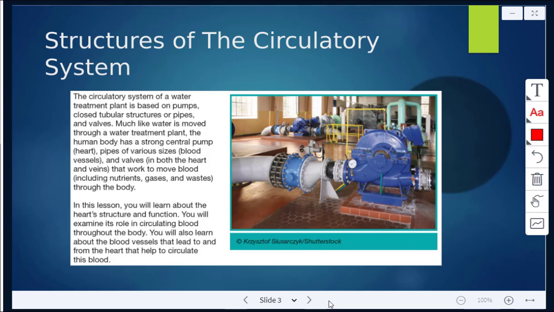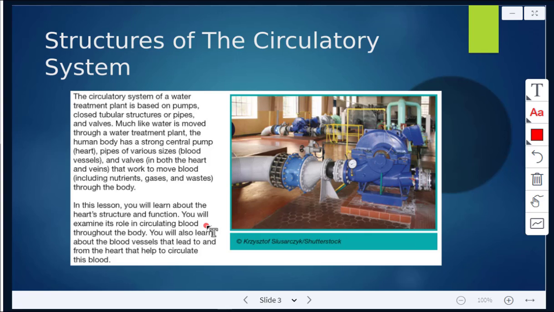So the structures of the circulatory system, here we're looking at a water treatment plant. It's based on pumps, closed tubular structures or pipes, and valves. So just like this water treatment plant, it's comparable to the circulatory system. So much like water is moved through a water treatment plant, the human body has a strong central pump, which is the heart. There's pipes of various sizes, which are the blood vessels, and there are valves in both the heart and the veins that work to move blood, including nutrients, gases, and waste through the body.